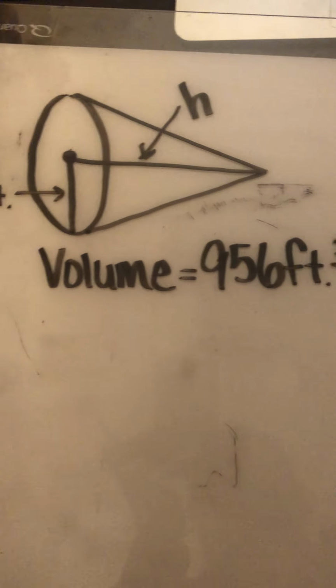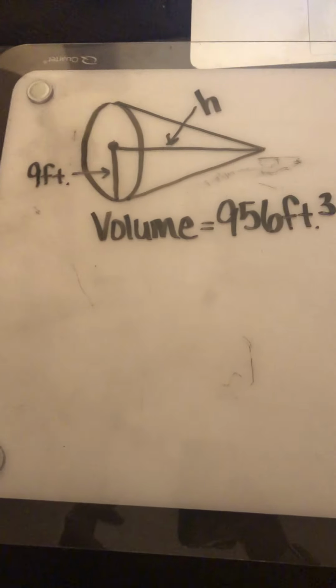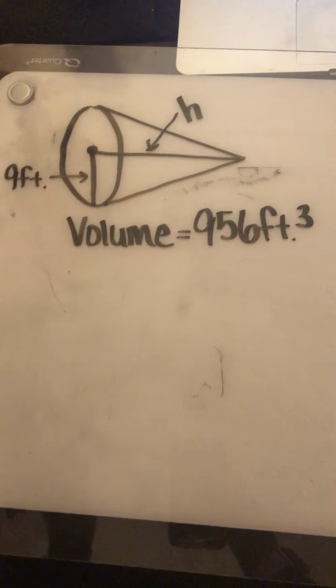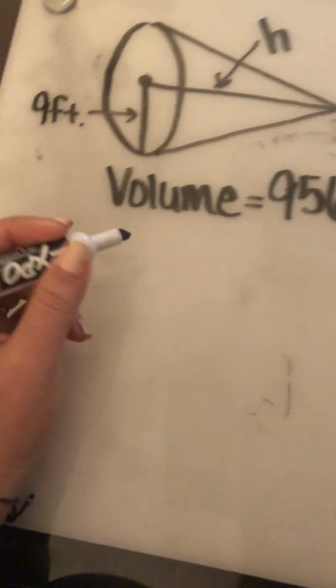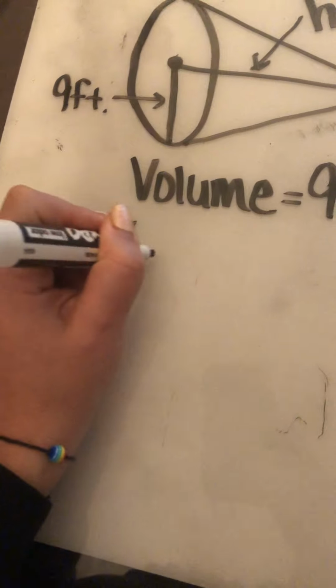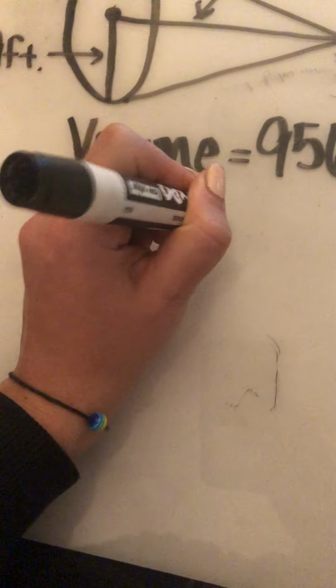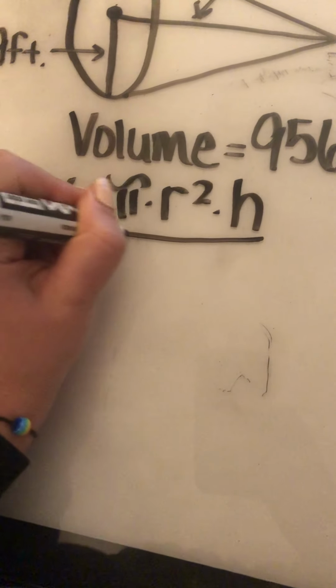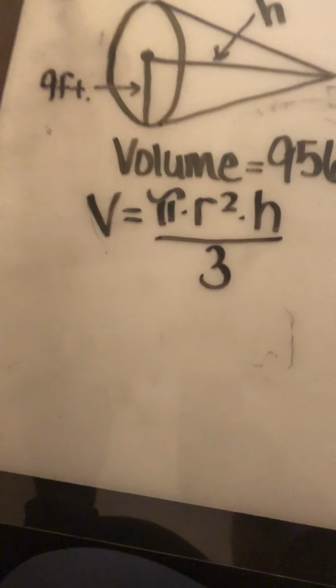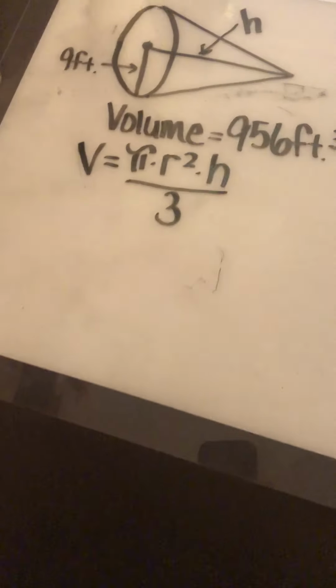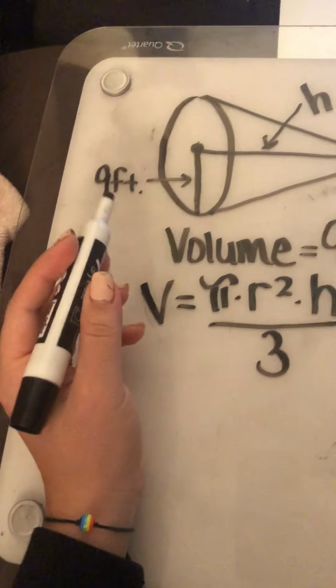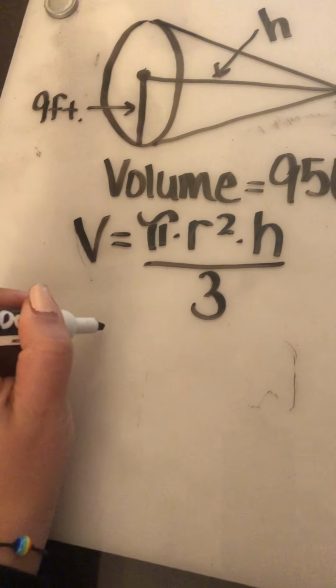So the same thing as always, we're going to start by identifying the information that's given. So I know that we're using a cone, so I'm going to use my formula pi times r squared times the height over 3. That's going to be our formula. I just have to move some of these. Okay. Then we are given the radius. So the radius is 9 feet.